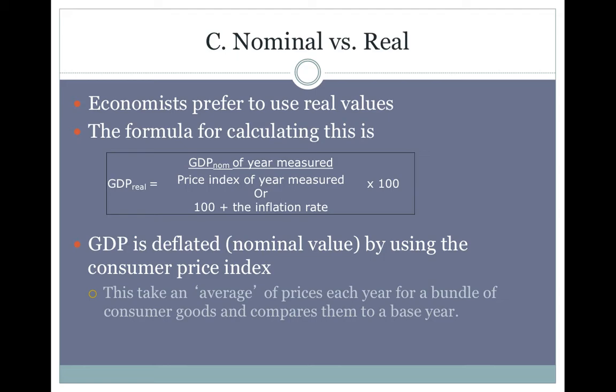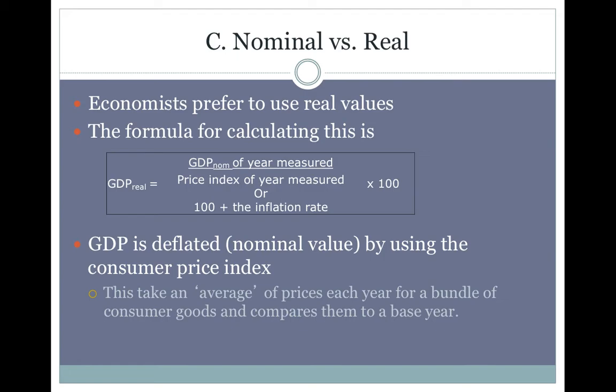If we added 100 to that 6.4, that would be the same as the CPI. So again, we divide whatever the GDP is nominally by the CPI or inflation, times it by 100, and that will give us the real GDP. So that's important as well.